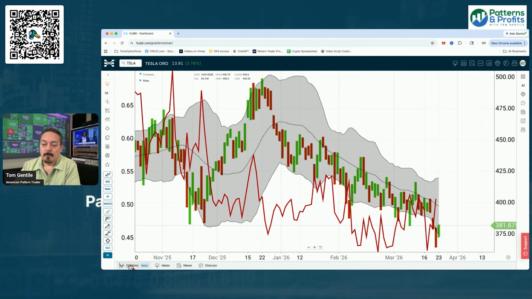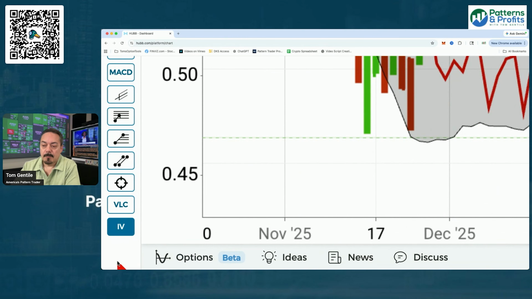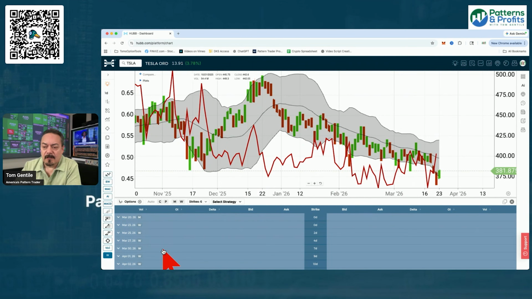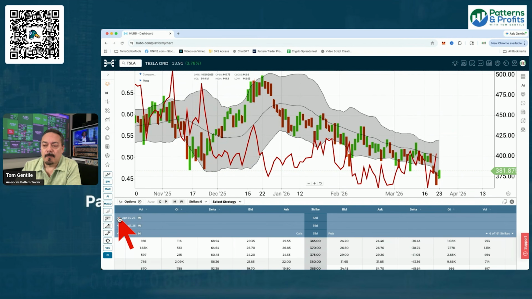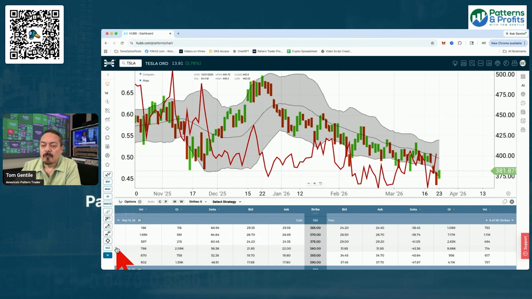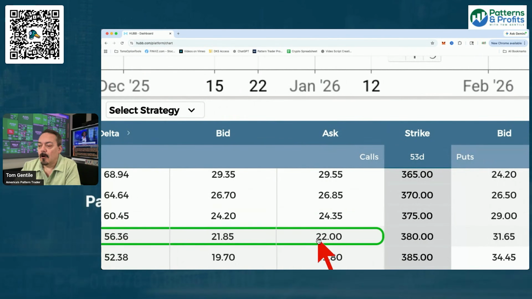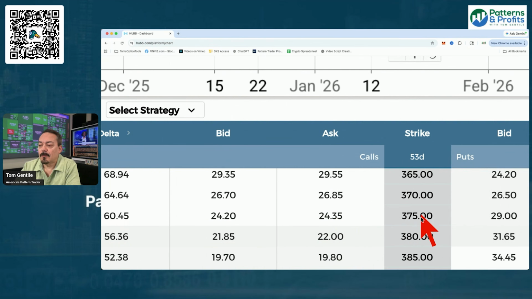From here, I'm going to click on the options tab, which is down here at the bottom left-hand corner. I'm going to open that up. Now, most straddles I like to look at are that 60-day roughly opportunity. So that's going to put us around mid-May. So here are my mid-May options. I don't need to run too many strikes because all I need to look at is where those at-the-money calls and puts are. Here are my at-the-money call options on the left, the 375, 380s.